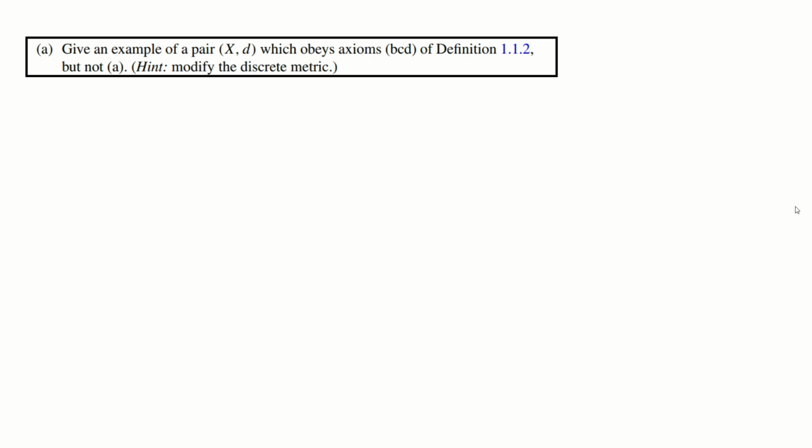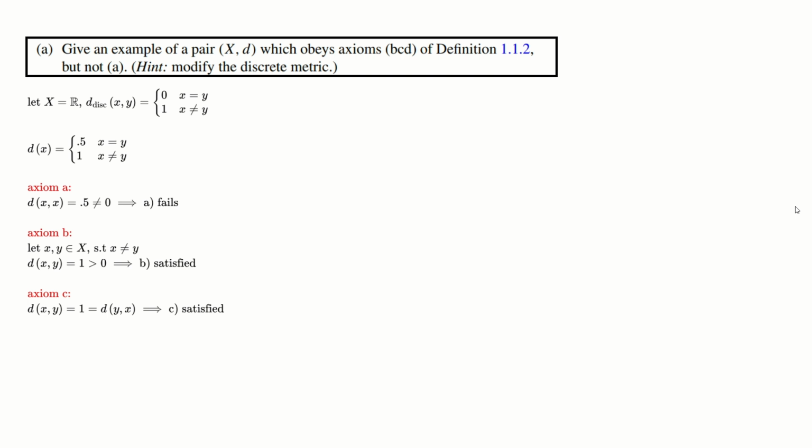So for part A, it says, give an example of a pair, space X and metric d, which obeys axioms B, C, D, but not A. So the distance metric in this hint is given as such right here. So let's modify it to look like this. And as you can see, part A fails because this is 0.5 when it's itself, and yeah, it fails. And parts B and C pass.